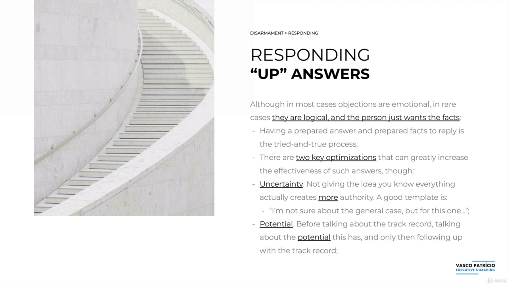So if you're providing a simple answer, such as this product has 20 features that you need that increase profit and save time, you simply change it to something like, I'm not sure about the general case, but for your specific needs, we have these 20 features that you need. They have the potential to raise your profits and save you time. And the track record and the basis for this is this, and this.